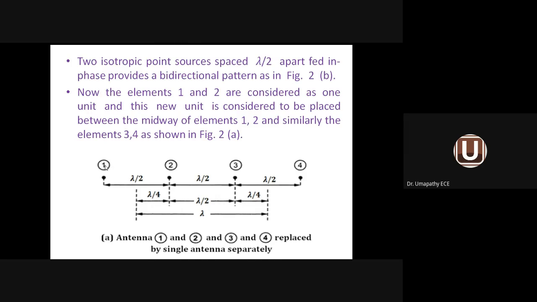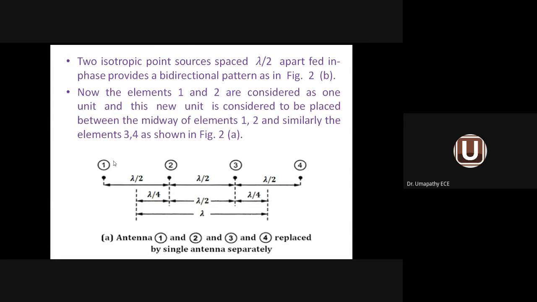So again the 4 antenna elements are available here: 1, 2, 3 and 4. The distance d is nothing but lambda by 2. See, d is the physical distance, but the actual distance between the antenna elements should come in terms of wavelength. So d equal to lambda by 2 here, and here also, lambda by 2 we have put it.